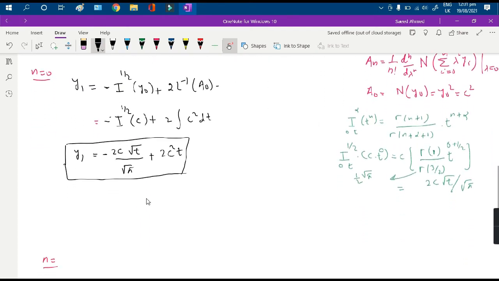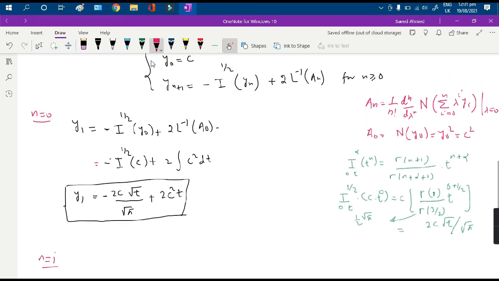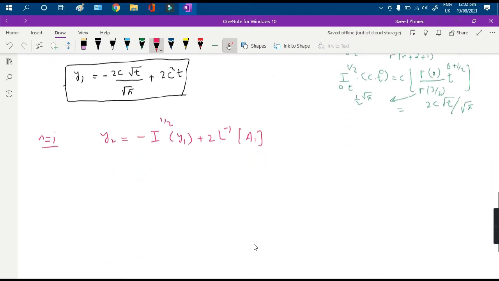Okay, now we have to use n is equal to 1. For n is equal to 1, this becomes y2, and here minus the integral operator of order 1/2 of y1, and then we have 2 times L inverse of A1. We need to find this value.